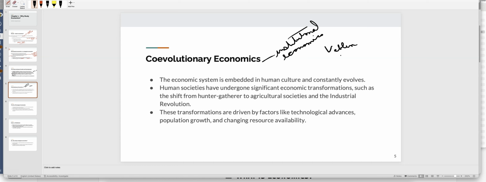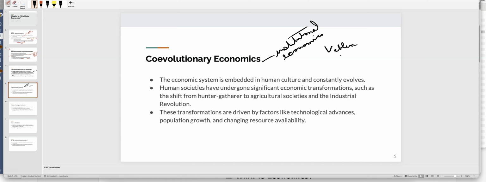And that human culture changes in part because of technological advances, because of the population growing, because of certain resources changing. You could even say the political scene changing, priorities changing. I would even extend it further if we looked at things like religion.